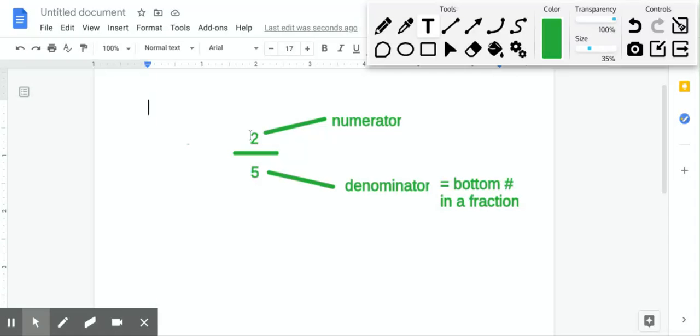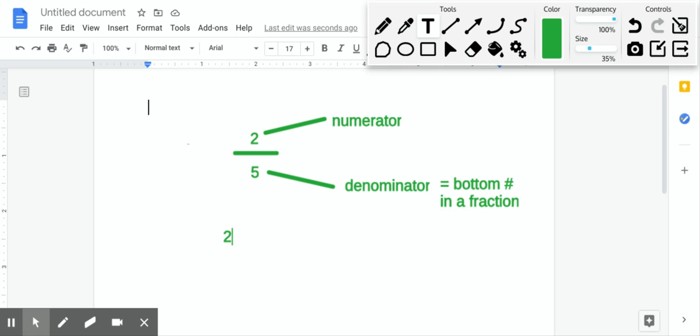Well, let's take this fraction, 2 over 5, which is 40%. The numerator is just a fancy way of saying the top number of a fraction, and the denominator is the bottom number in a fraction. So, in the fraction 2 over 5, the numerator would be 2 and the denominator would be 5. Now, this really comes into effect when we start to add fractions.